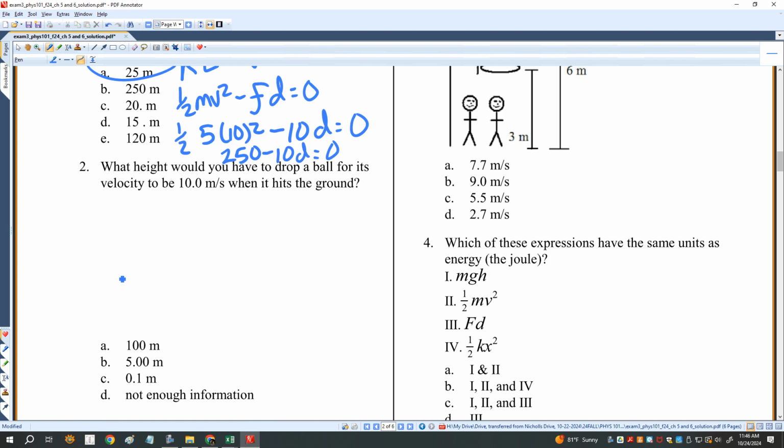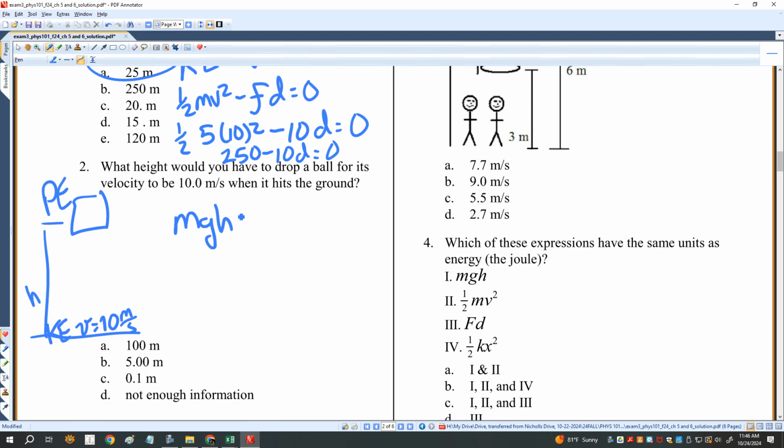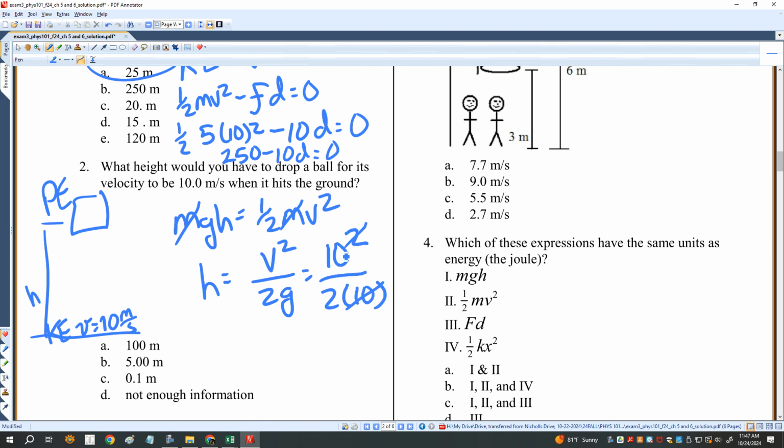What height would you have to drop a ball for its velocity to be 10 meters per second when it hits the ground? I want to know what is this height, so that at the bottom, V is equal to 10 meters per second. So this is a simple set. My gravitational potential energy up here equals the kinetic energy on the bottom. M's cancel. I want to know the height. Height is equal to V squared over 2G, which is going to be 10 squared over 2 times 10. That cancels with that and leaves me with a height of 5 meters. But keeping proper sig figs, 3 sig figs, 5.00.